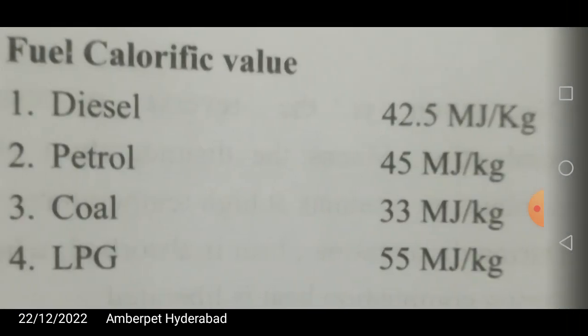Just now we have discussed, right? The decreasing order of fuel calorific value for diesel, petrol, coal and LPG. If you know these values by figures, you can easily make out the decreasing order and increasing order, so that greater than or less than comparisons will come like that.